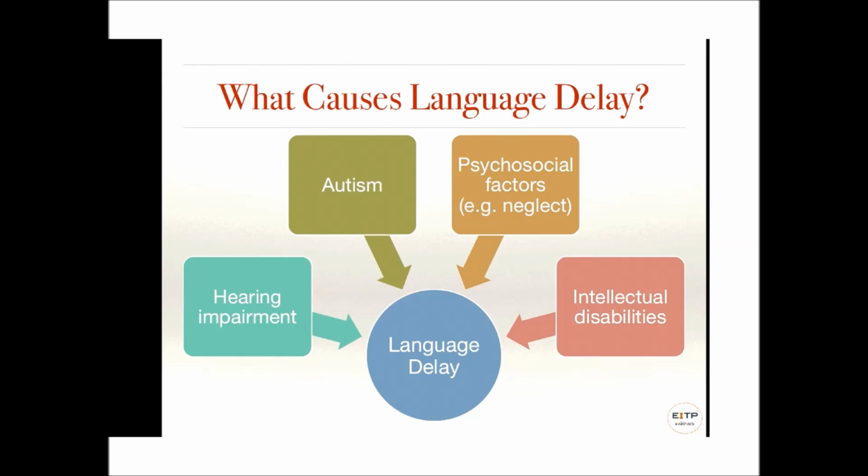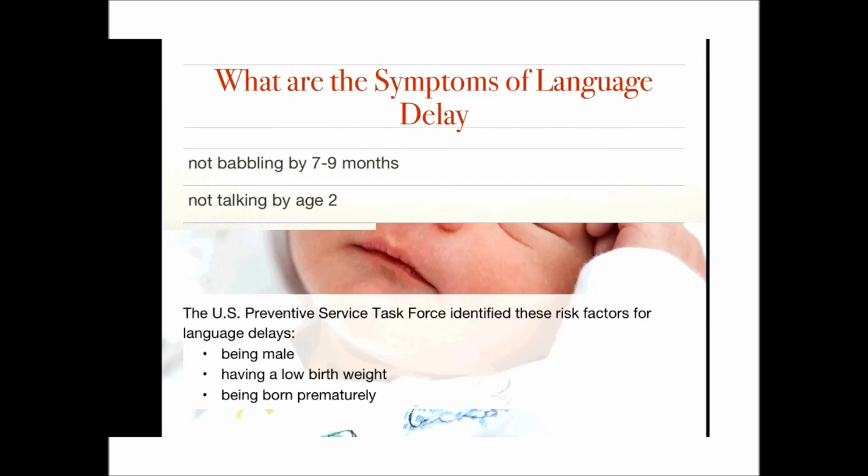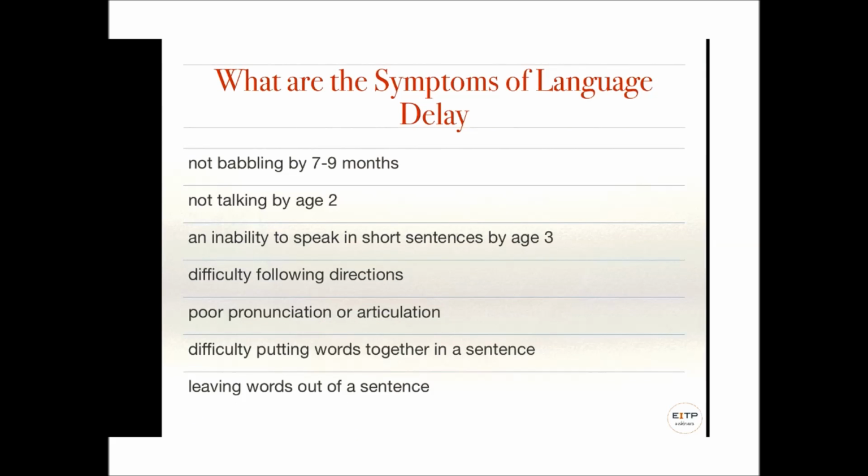It's very individualized. Who is at risk? Well, this statistic says the U.S. Preventive Services Task Force identified risk factors for language delay, being male, having a low birth weight. We often see our children that are born premature having language delays. These are just some that are at risk.